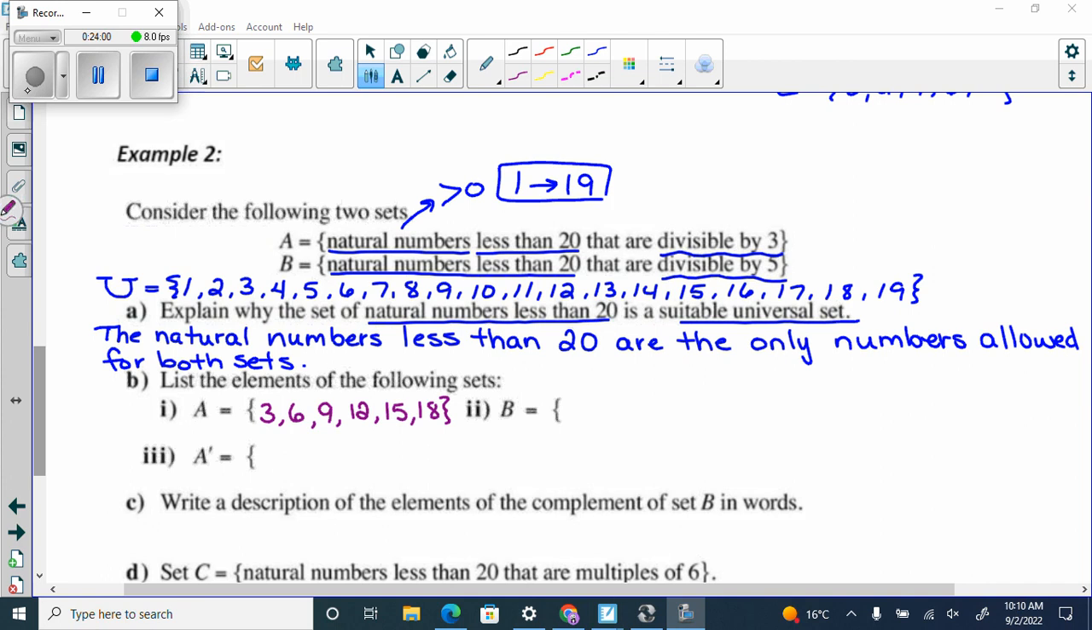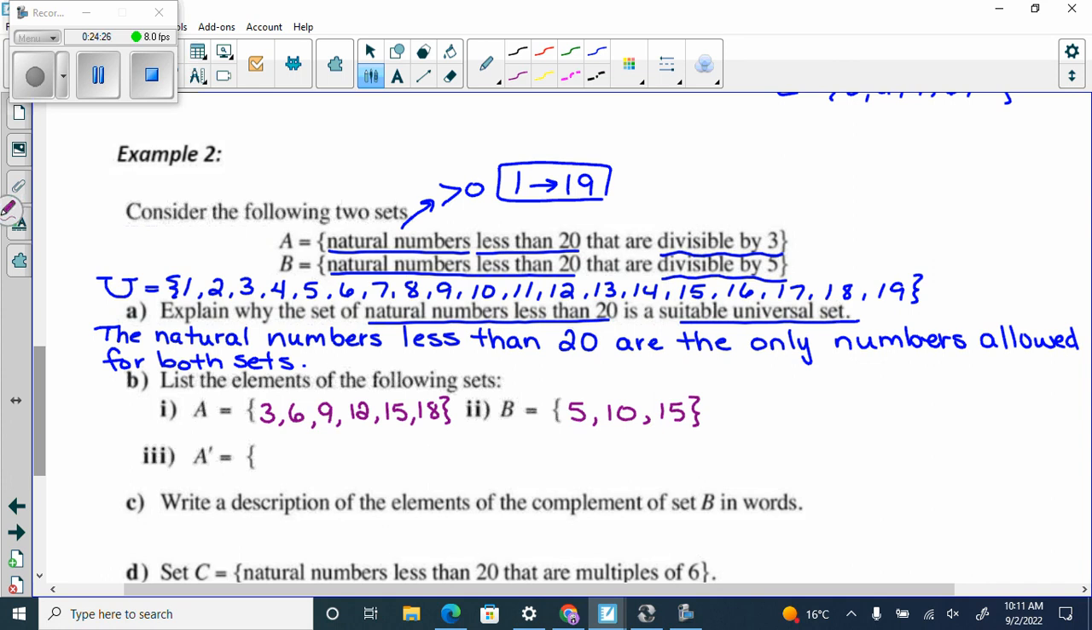B are the ones that are divisible by 5, so that would be 5, 10, and 15, because 5 divided by 5 is 1, 10 divided by 5 is 2, 15 divided by 5 is 3. So most people have that. And then the complement of A is literally all of those numbers from 1 to 19 that are not 3, 6, 9, 12, 15, and 18, right? So the complement of A is basically all the numbers that are not divisible by 3.